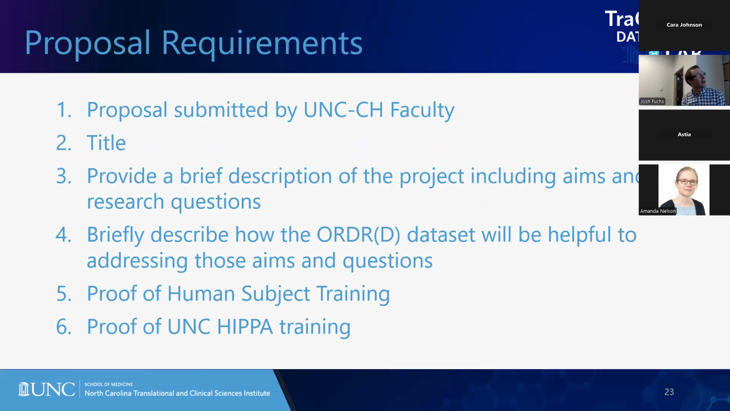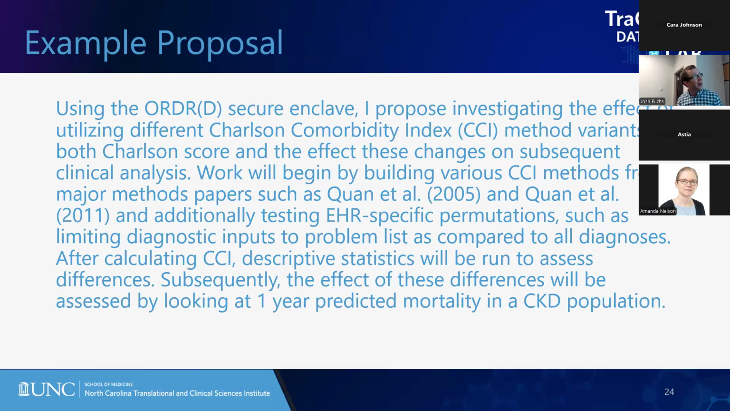1, a title for your project. 2 short paragraphs, basically explaining what you are going to do with Ordr and how Ordr is going to help you with this. And then you have to upload proof of your human subject training as well as UNC HIPAA training. And when I say short for 3 and 4, we literally do mean short. So I have an example proposal here.